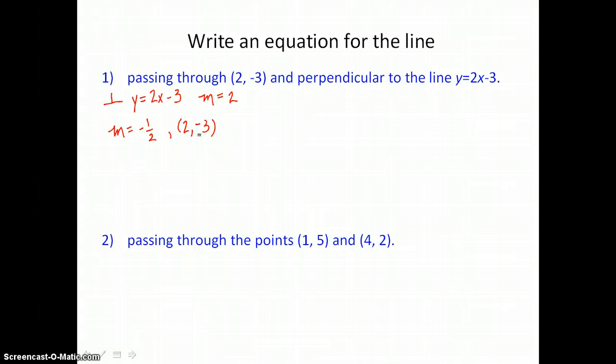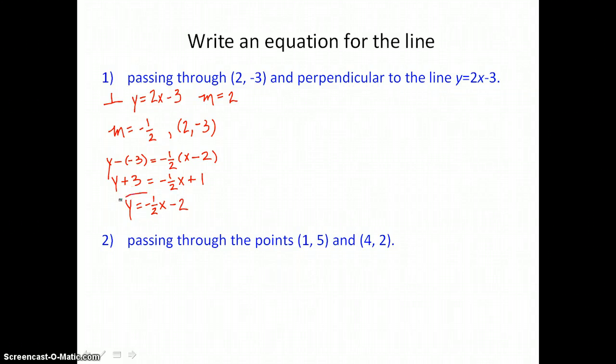So since we're given a point and we found a slope, we can use point-slope form again. So y take away the y coordinate of negative 3 is equal to the slope, negative 1/2, times x take away the x coordinate of 2. But again, we wouldn't leave it in this form. We'd leave our equation in slope-intercept form. So we'll distribute on the right, negative 1/2 x, and negative 1/2 times negative 2 is positive 1. And then we'll subtract that 3 from both sides. So y is equal to negative 1/2 x, and 1 minus 3 is negative 2.